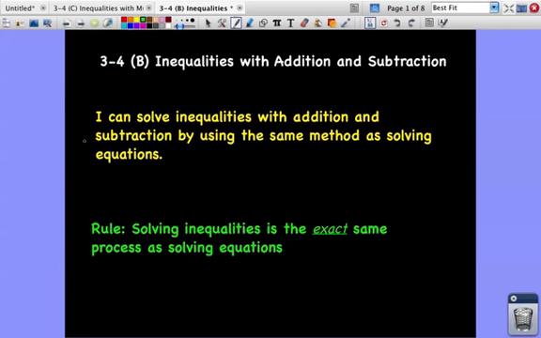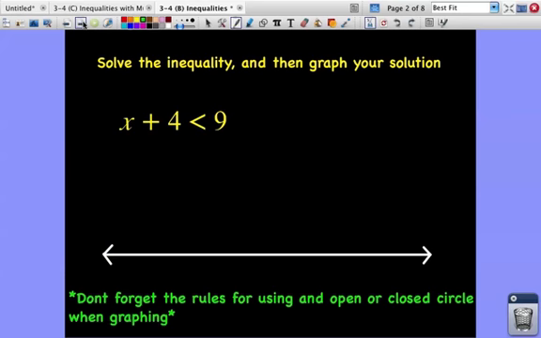What that means, you guys, is here's a cool thing about inequalities. They're the exact same process as solving equations. No different. If you don't remember how to solve equations, then you can go ahead and check out the 3.3 videos. A, B, and C are all with regards to equations. So let's look at some examples, and I think you'll be good.